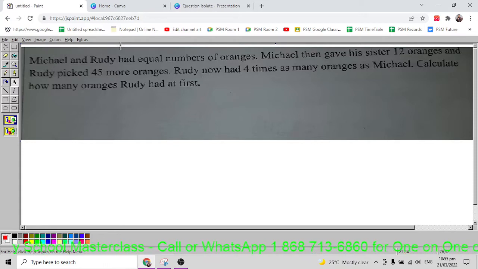So Michael and Rudy had equal numbers of oranges. Michael then gave his sister 12 oranges. That means he has 12 less. And Rudy picked 45 more oranges. So Rudy has 45 more. Rudy now had 4 times as many oranges as Michael. Calculate how many oranges Rudy had at first. Okay, I think I get the idea of it. You want to find out, this is the most important thing, how many oranges Rudy had at first. Interesting, they said Michael and Rudy had equal numbers of oranges. So I think the two guys started off together with the same number of oranges.